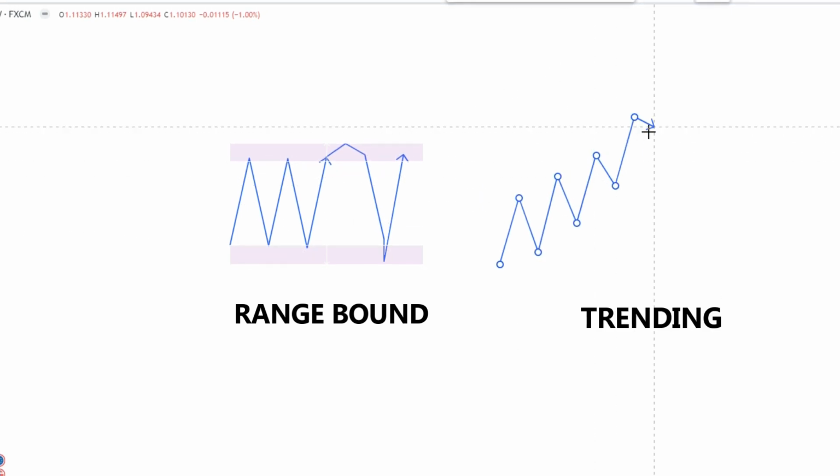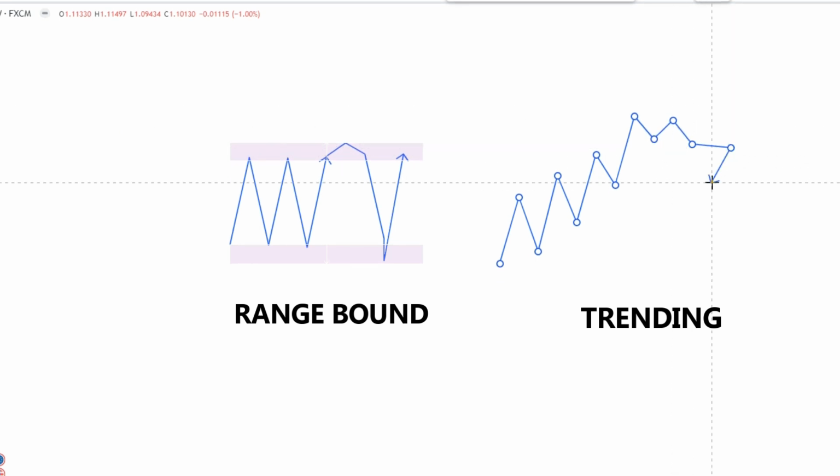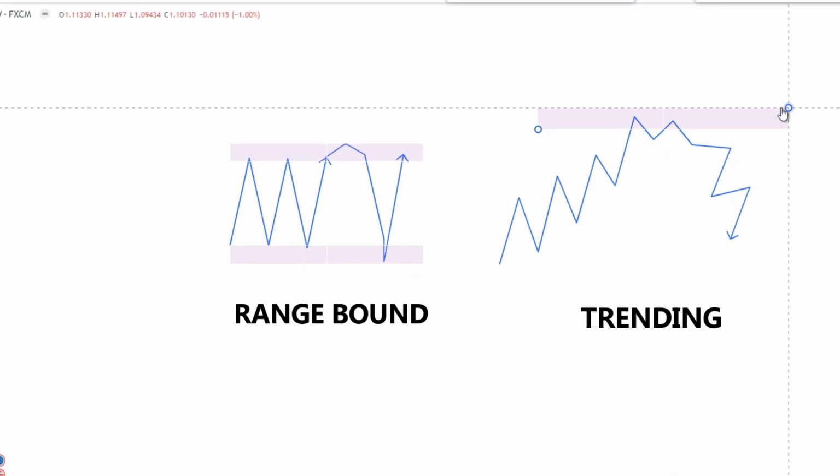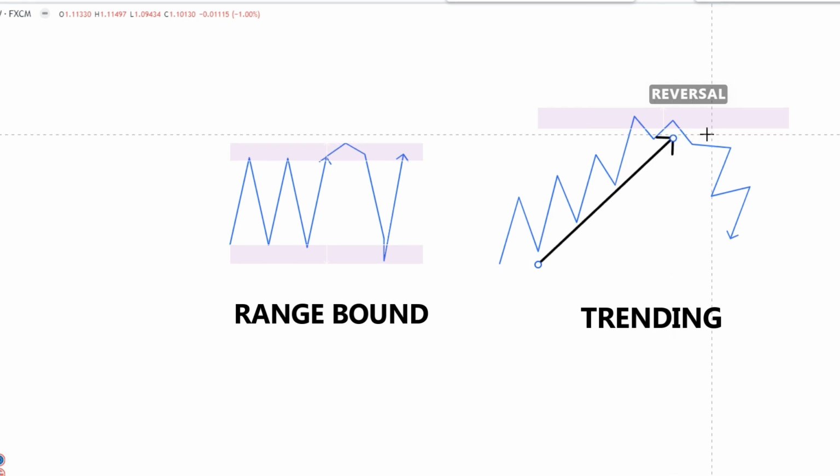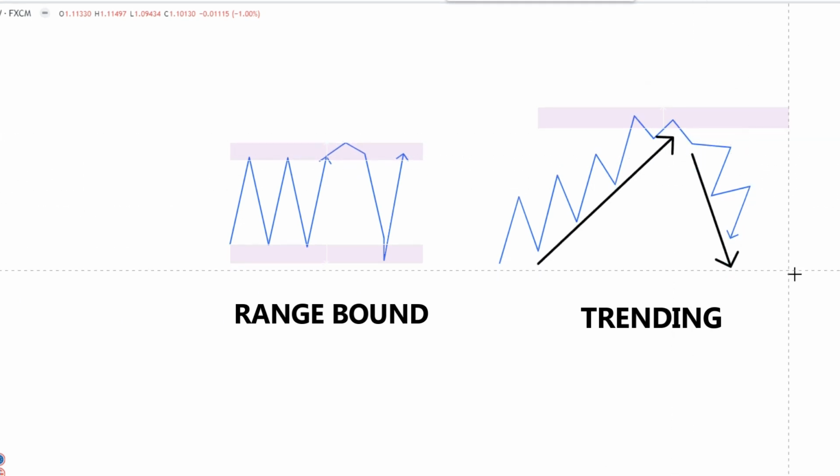However, what we are more interested in is this type of market which is trending. And this is where this strategy is going to be extremely profitable. The TDE lines will help us to keep up with the trend. If the reversal happens, this is also gonna help us to follow the reversal.